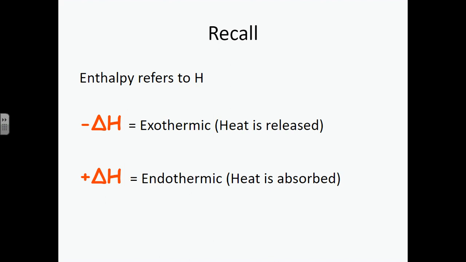So before we get into more details, there's a little bit of recall. I want you to recall that delta H refers to enthalpy, and we've talked about it as it relates to heat. You want to understand that when you have a negative delta H value, you are dealing with an exothermic reaction where heat gets released. And when there is a positive delta H value, it represents an endothermic reaction in which heat is absorbed.